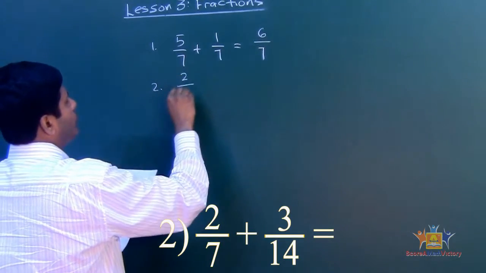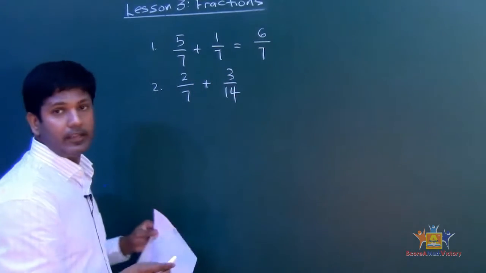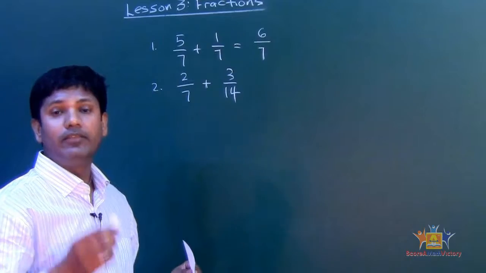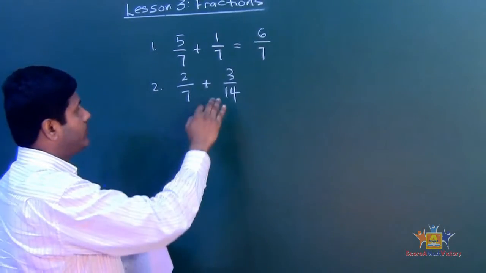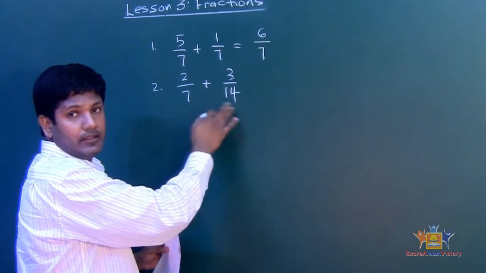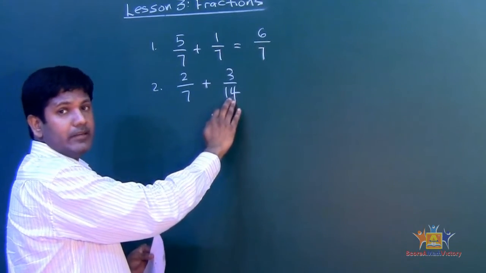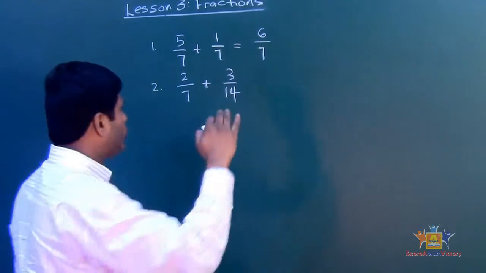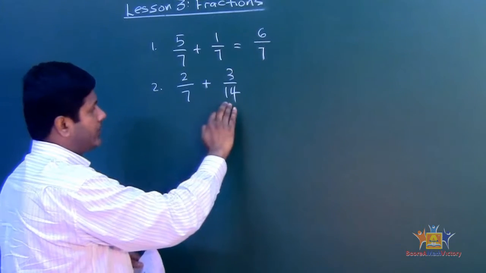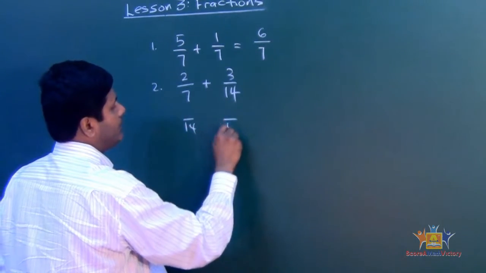Now, problem number 2. You're given 2 over 7 plus 3 over 14. Can we add this? Not yet. We can, but not yet. We have to find the common denominator. Look between 14 and 7. Can you see a common something between both of them? That's right, 14, all right? That's what you want to do. Before you try to multiply or find something, look between these two numbers. Looks like 14 can be the common denominator. So I'm going to put 14 as the common denominator.